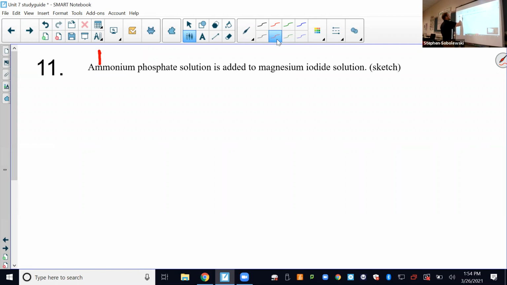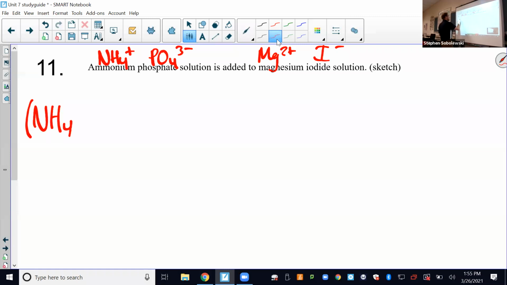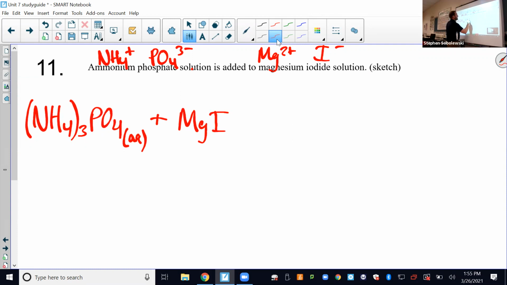Ammonium phosphate, NH4+. That's ammonium. Phosphate is PO4 3 minus. Magnesium, Mg2+. Iodide, I minus. So ammonium phosphate is going to be (NH4)3PO4. And because it's a solution, we say aqueous, plus magnesium iodide, MgI2, aqueous.